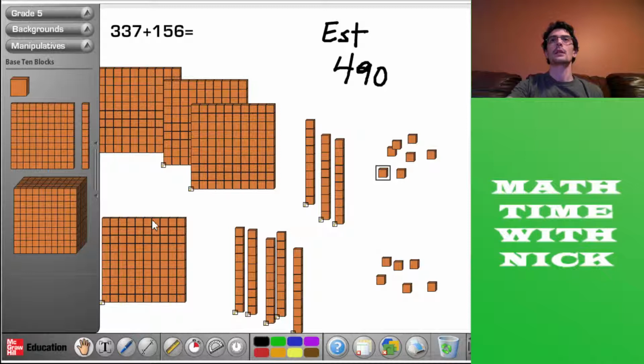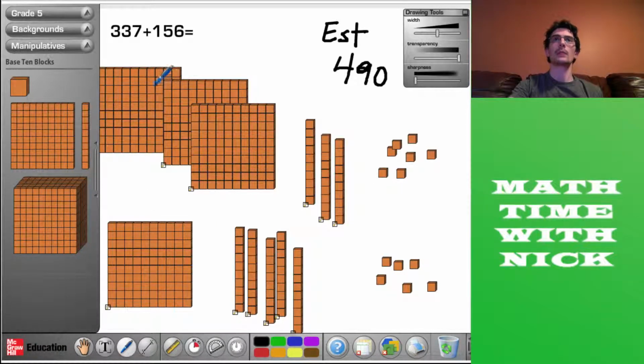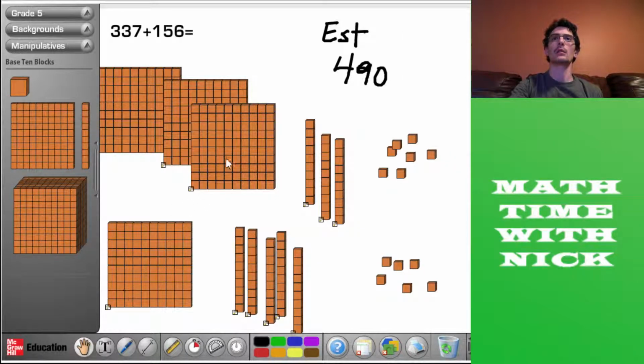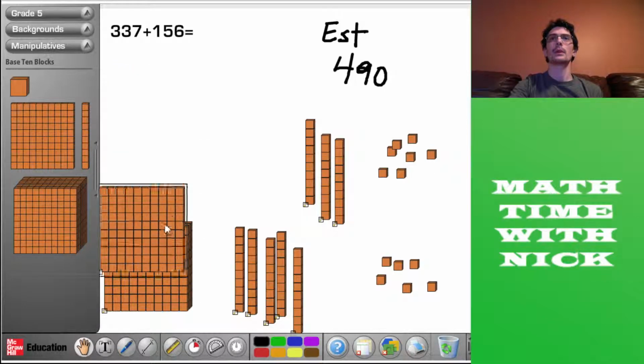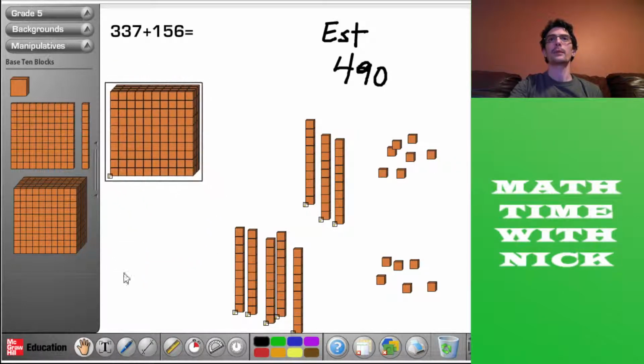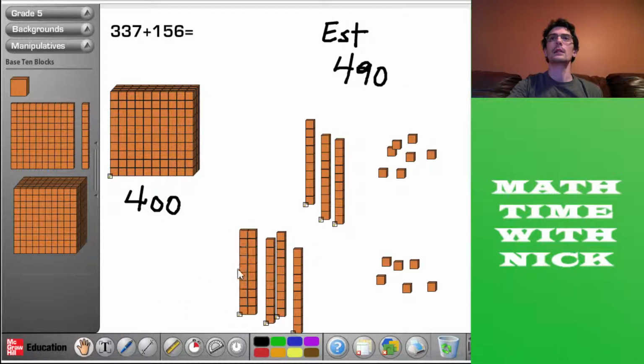Okay. So now I'm going to put all these together so I can take my little pen tool here. Here, I'll organize these a bit better. So we're going to put all these together. So this equals 400, which is good because that's close to our estimate. That's what we were thinking. And then, hopefully this does the same thing.